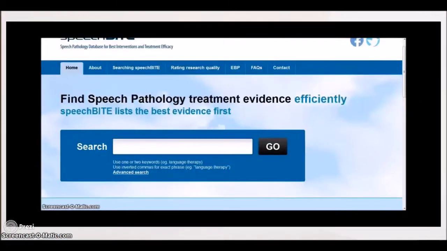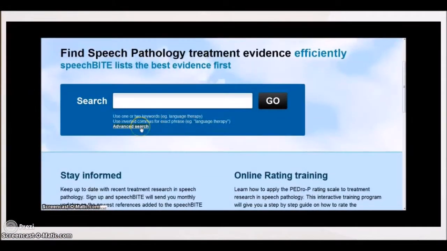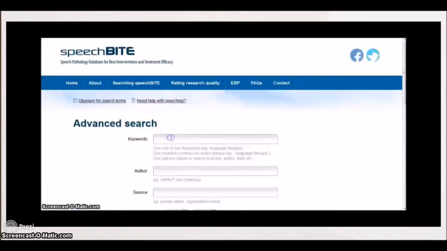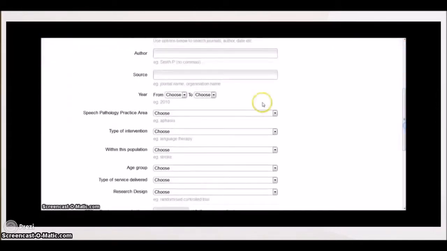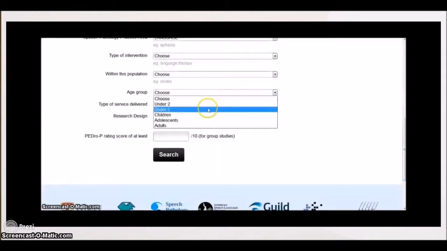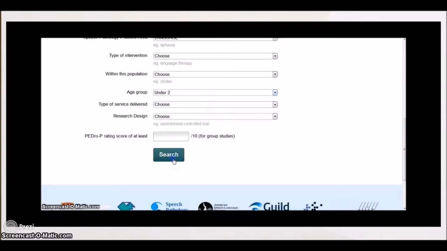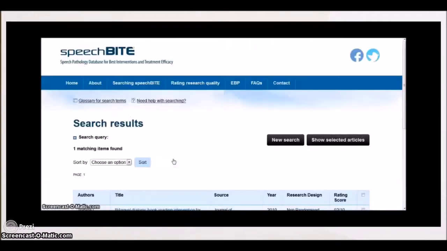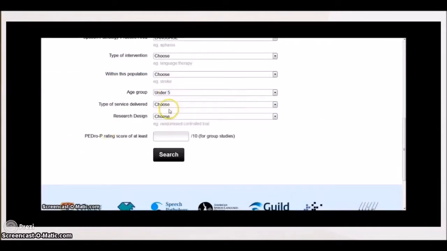Using the SpeechBite Advanced Search tool, I entered the keyword bilingual. As SpeechBite contains heavily edited articles stratified by their contents, booleans, truncations, and synonyms are usually not required here. To obtain the most relevant results, filters were adjusted to include only articles relevant to the language area of practice. Using the age filter, the most relevant option was under 2 years. This search yielded only 1 result, meaning the search needed to be broadened.